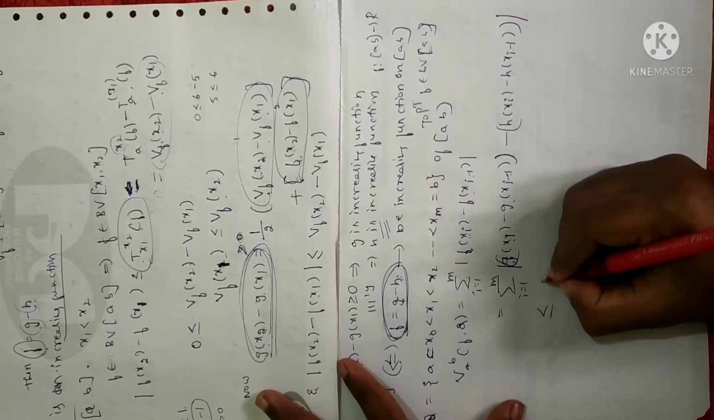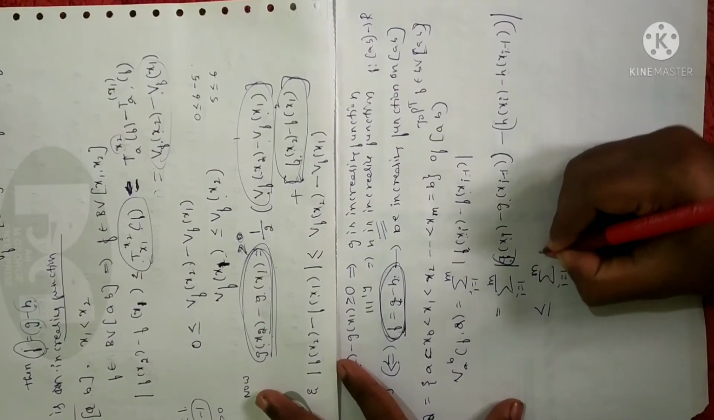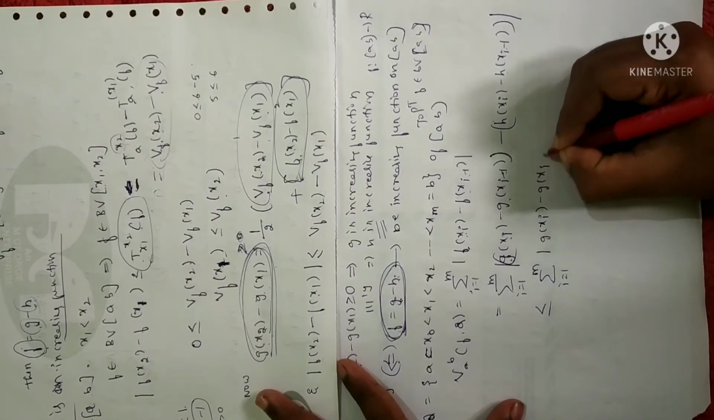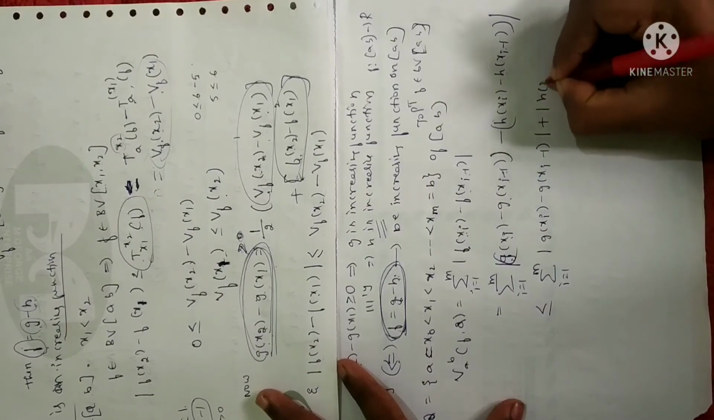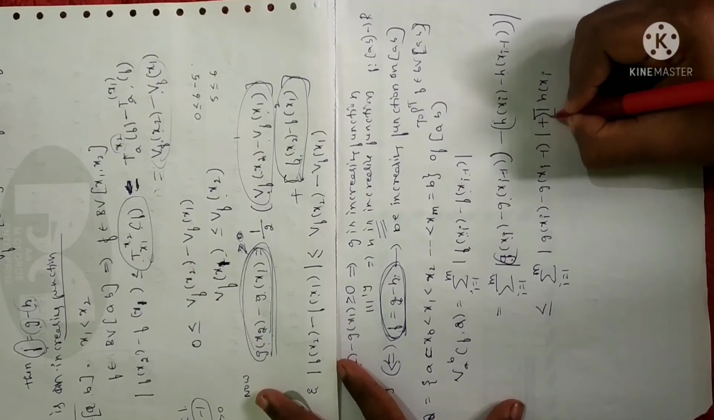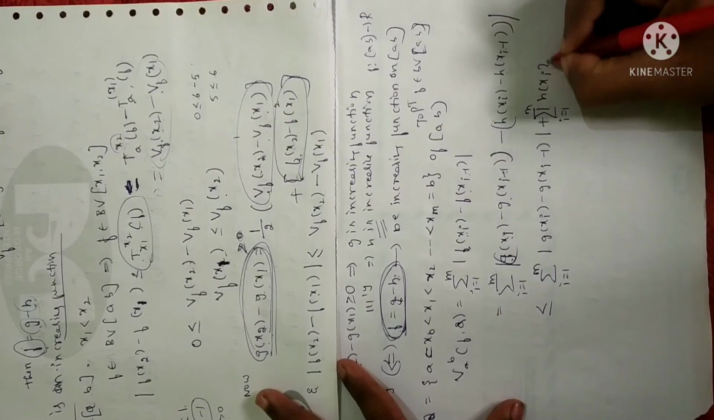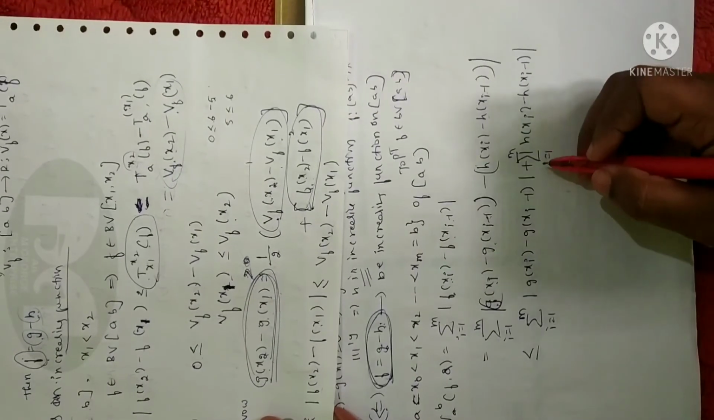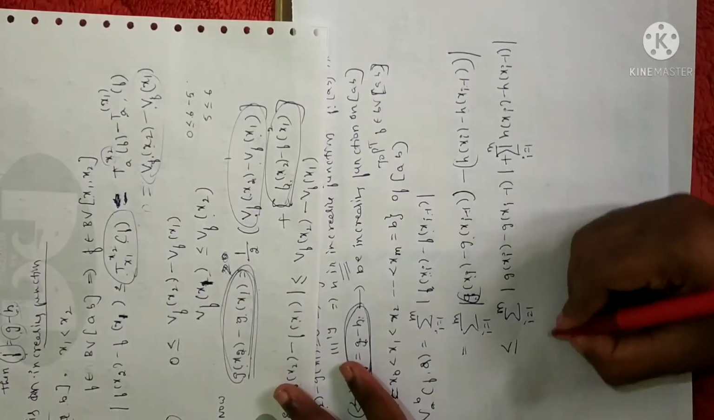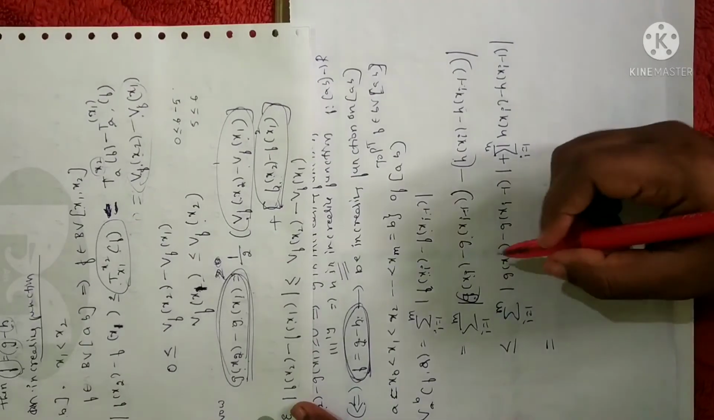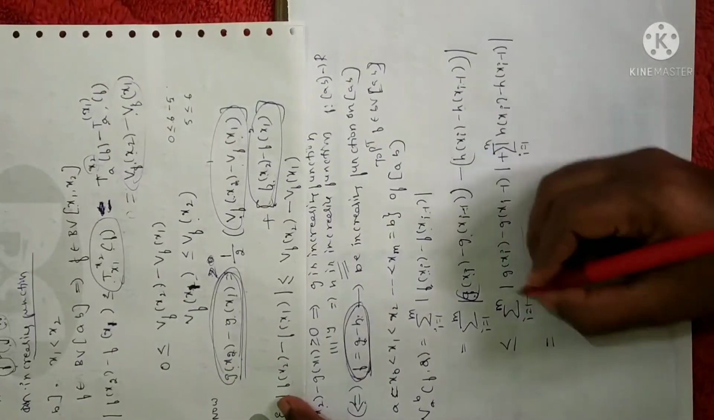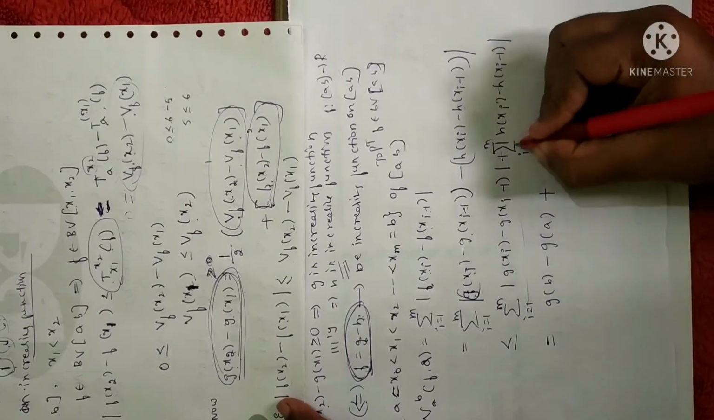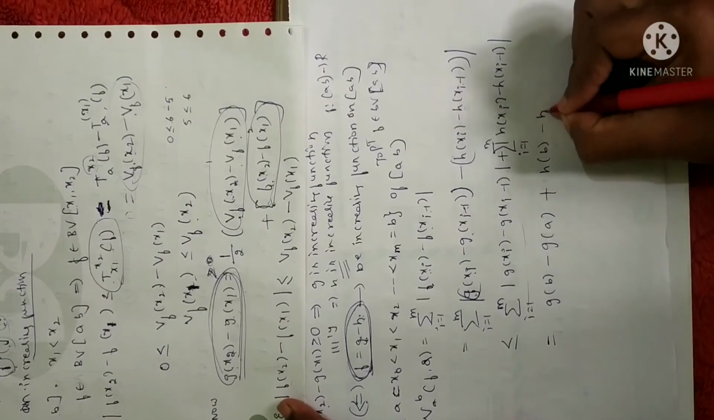So I can write less than or equal to, since we are splitting the magnitude, the sum from i equal to 1 to m of the magnitude of g of xi minus g of xi minus 1, plus the magnitude of h of xi minus h of xi minus 1. I am going to split the summation also. Along with the magnitude, I have split the summation sign as well. Fine. Now, as per the proof that we have done just now, I can write the same as g of b minus g of a plus h of b minus h of a.